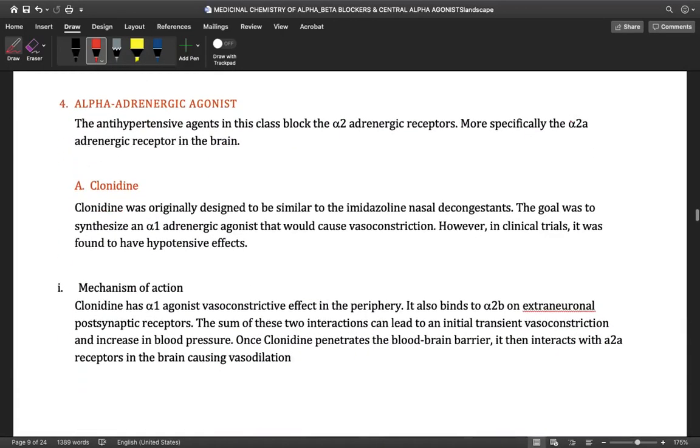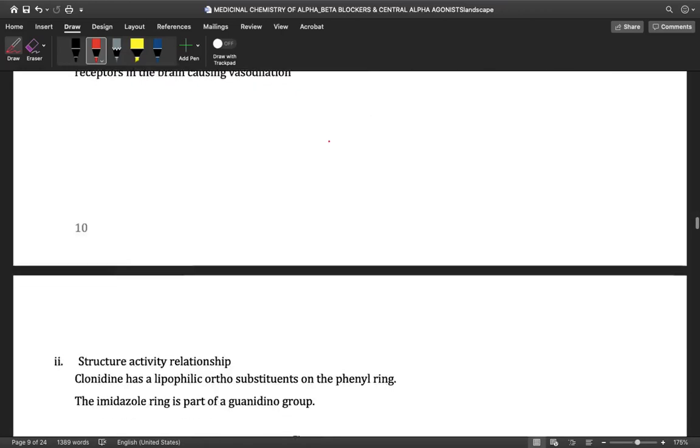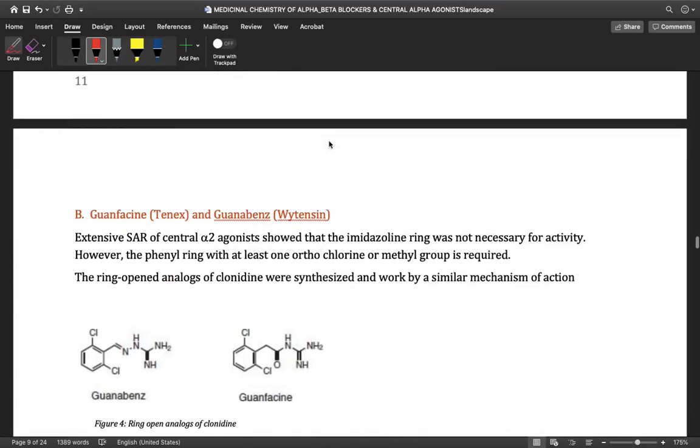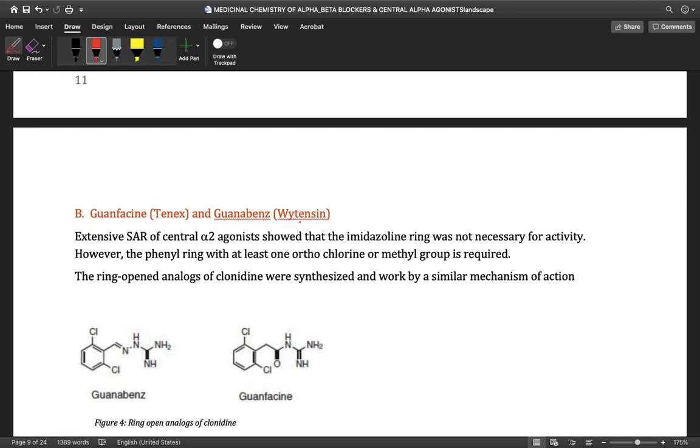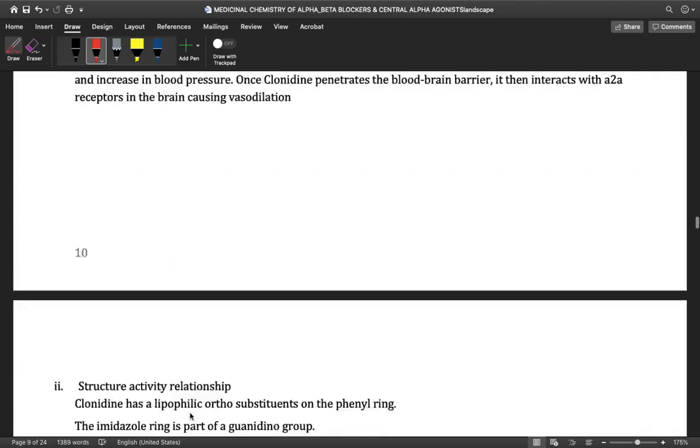Okay, all right. So moving on here, the alpha-adrenergic agonists. The big picture with this is that we have three different drugs. We have clonidine, we have Tenex, and Wytensin. Okay, and I'm going to go through each one of those. So the generic names are guanabenz and guanfacine. So beginning with clonidine.